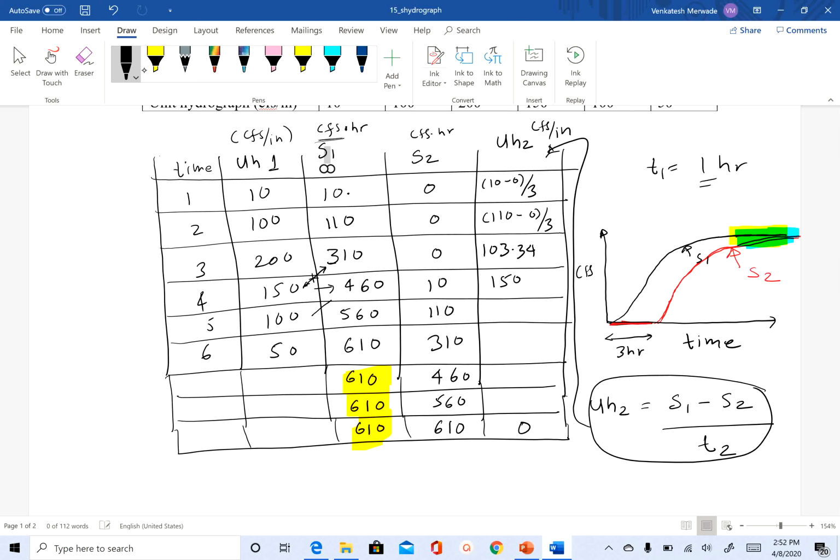Just to make sure you get all the numbers right, I will write the value for this one. This row, 610 minus 560 is 50. 50 divided by 3 is 16.67 CFS. So this is how you can convert a unit hydrograph of one duration into a unit hydrograph of another duration. We started with a unit hydrograph of 1 hour, and then we ended up with a unit hydrograph of 3 hours.